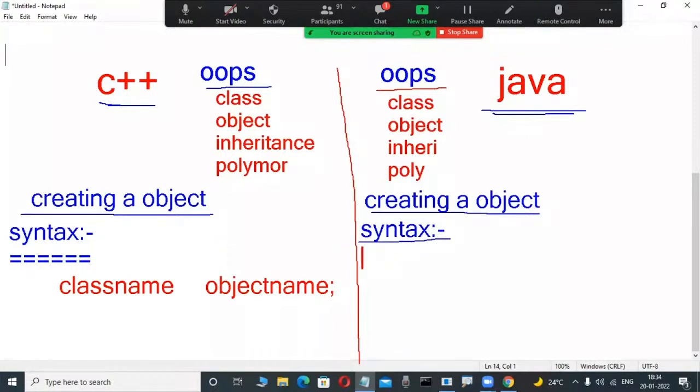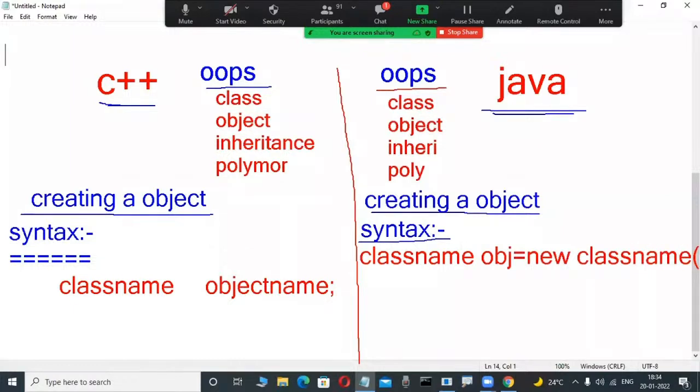And now some fellows are telling correct. Class name, object name is equal to new class constructor. Is there some other syntax or not? Yes, observe here. That's why these two languages are syntactically different. Conceptually, OOPS concepts are the same, but syntactically they are different.